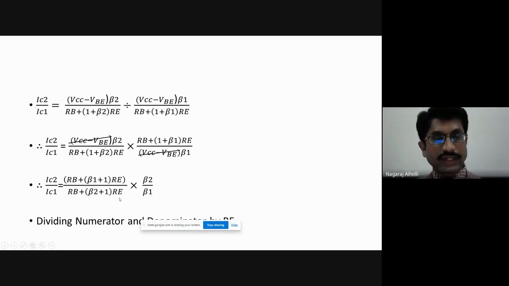Okay. So now again we have to divide this numerator and denominator by RE, because RE is common in both. To get the further simplified equation, we are dividing by RE. So now divide numerator and denominator by RE, that is the emitter resistance, on the RHS.